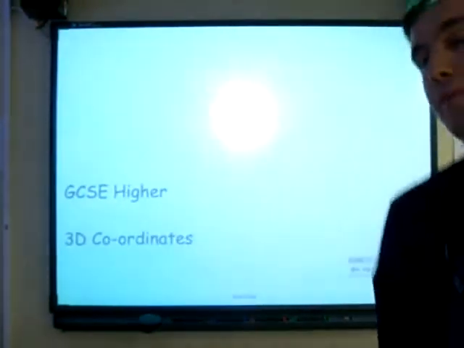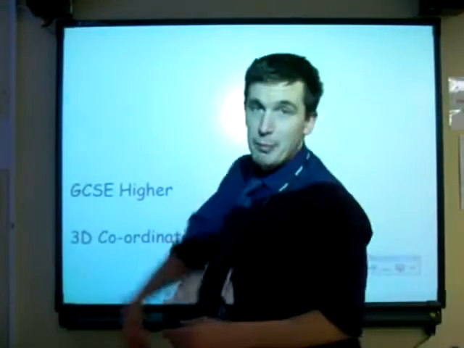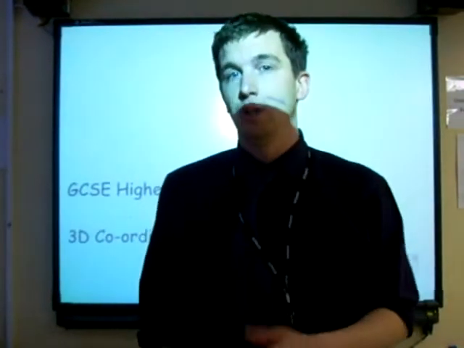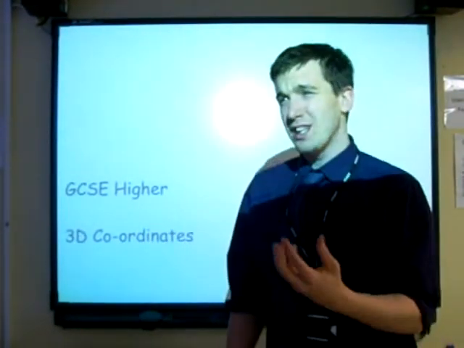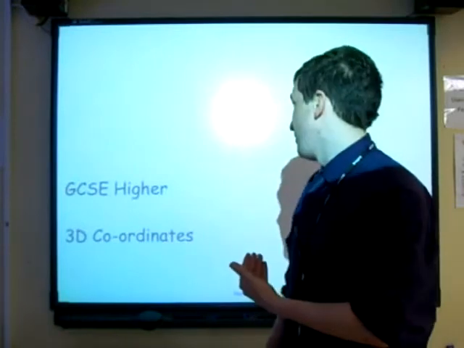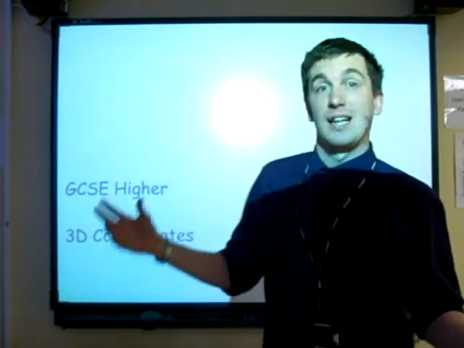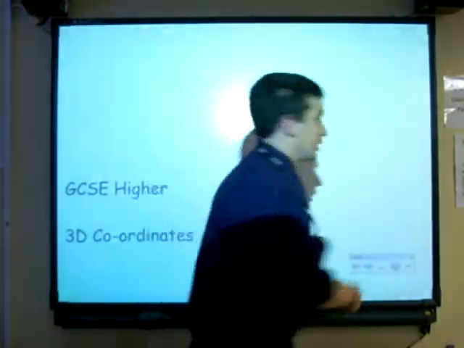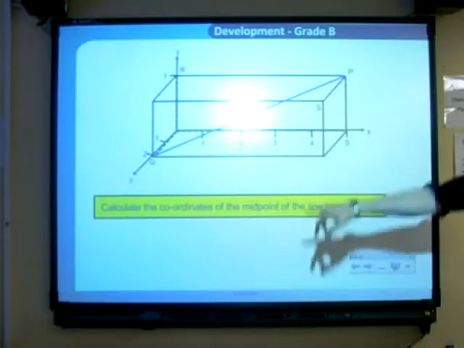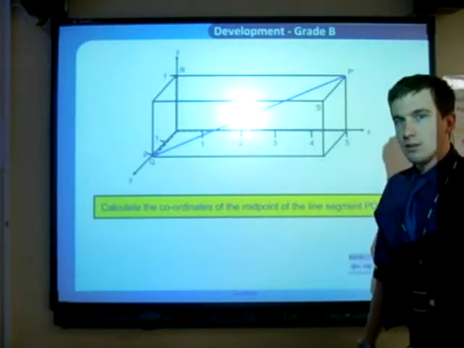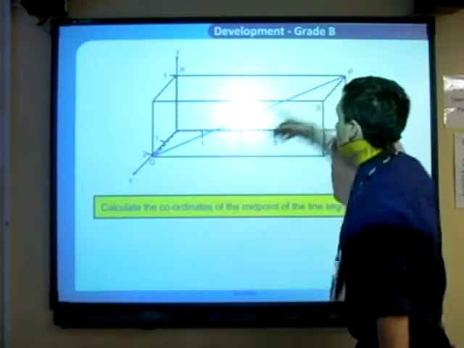Hi. Alright, we're going to look at the higher paper 3D coordinates, but bear with me because there's not really any other way I could set this up so that the glare isn't bang in the middle of the diagram, so hopefully it'll work. So it says here, what's the midpoint, so the middle of this blue line?